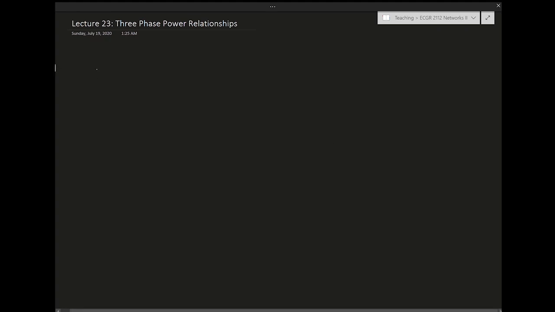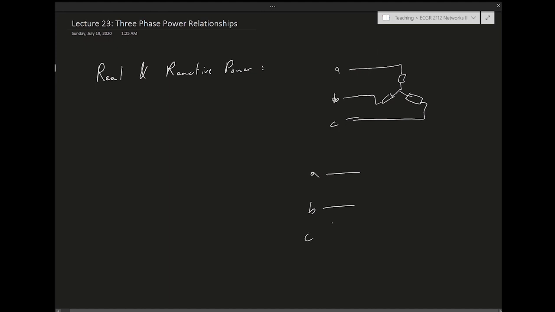Right. So the real and reactive power for three-phase circuits. There are two ways to look at it. So let's say we have phase A, phase B, phase C, right? And then we either connect a Y load like this, or we connect a delta load like this.